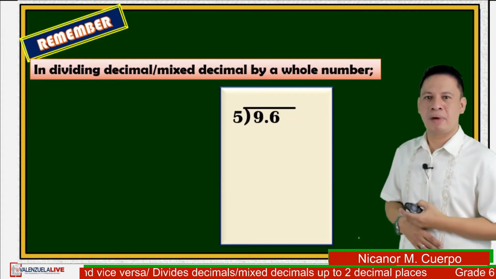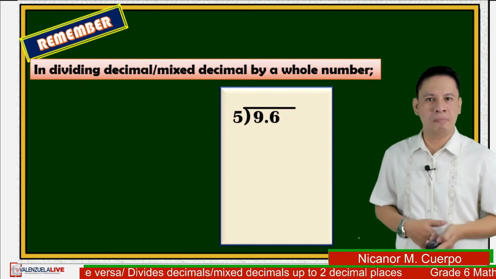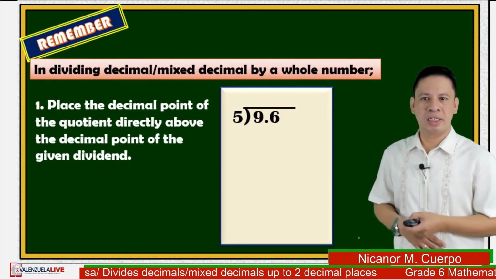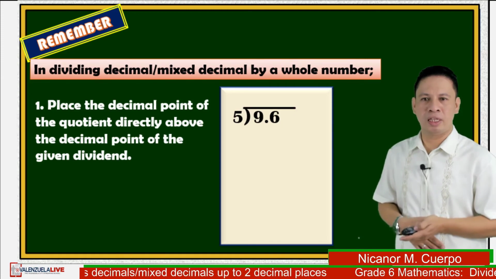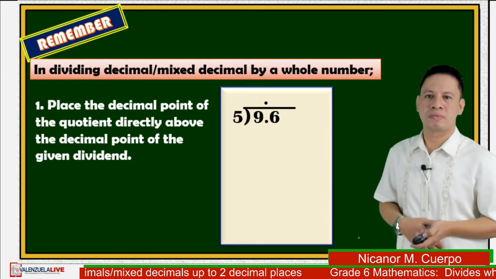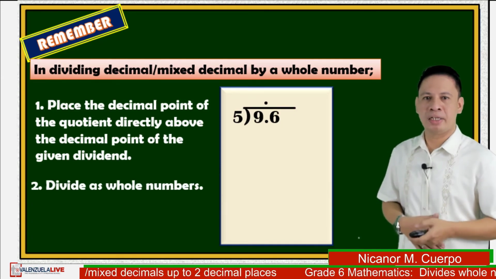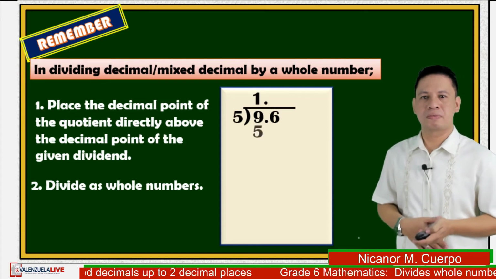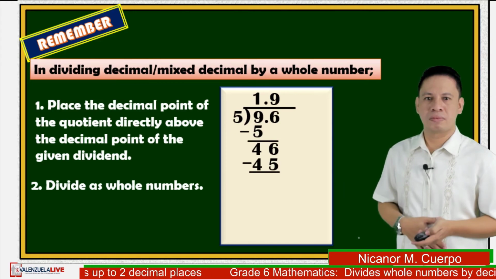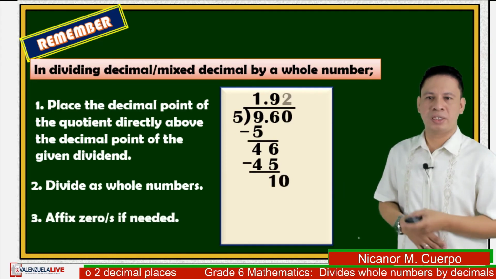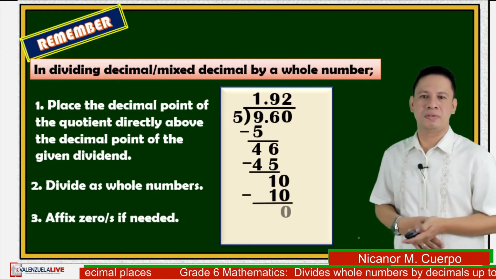In dividing decimal or mixed decimals by a whole number, place the decimal point of the quotient directly above the decimal point of the given dividend. Then divide as whole numbers. Affix 0 if needed.